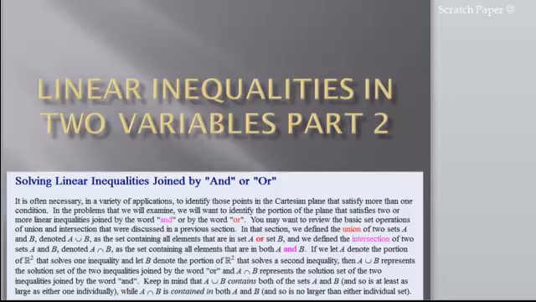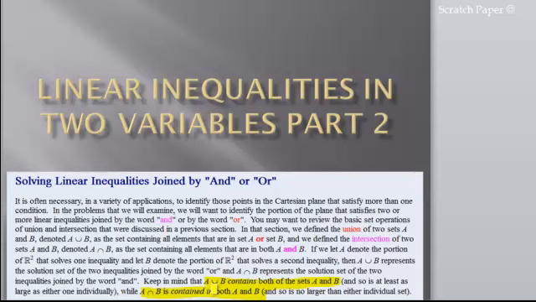Continuing on with linear inequalities in two variables, we're going to be talking about inequalities that contain and or. Now, just as a review, I want you to remember back whenever we were talking about intersections and unions. I need you to remember this and also this.